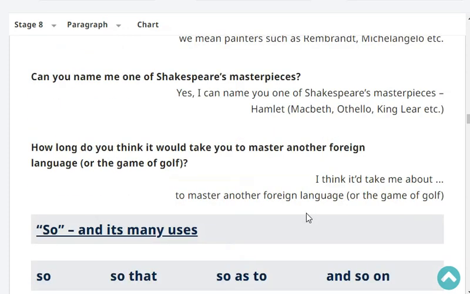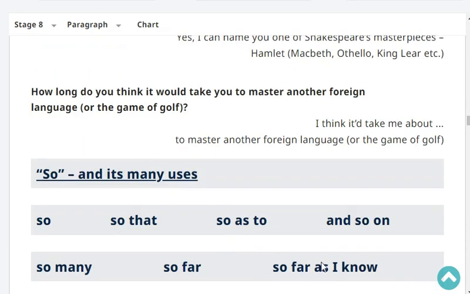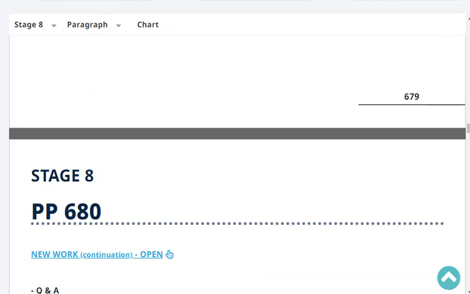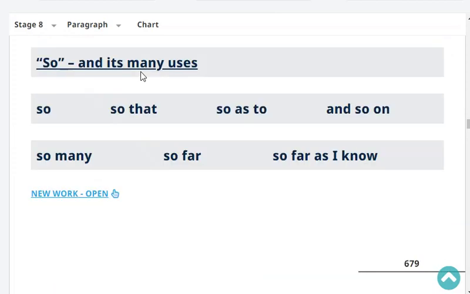How long do you think it would take you to master another foreign language or the game of golf? I think it would take me about 2 years to master another foreign language or the game of golf. Very good. So and its many uses: so that, so as to, and so on, so many, so far as I know.